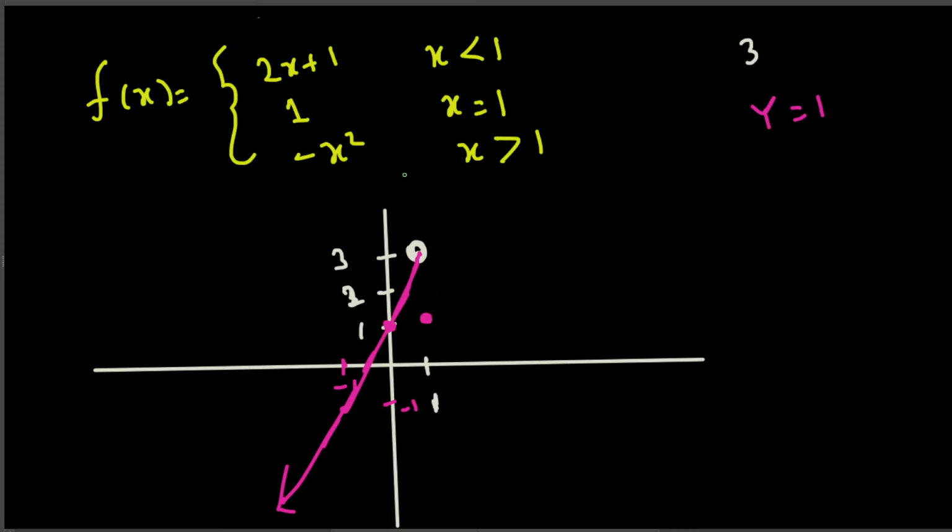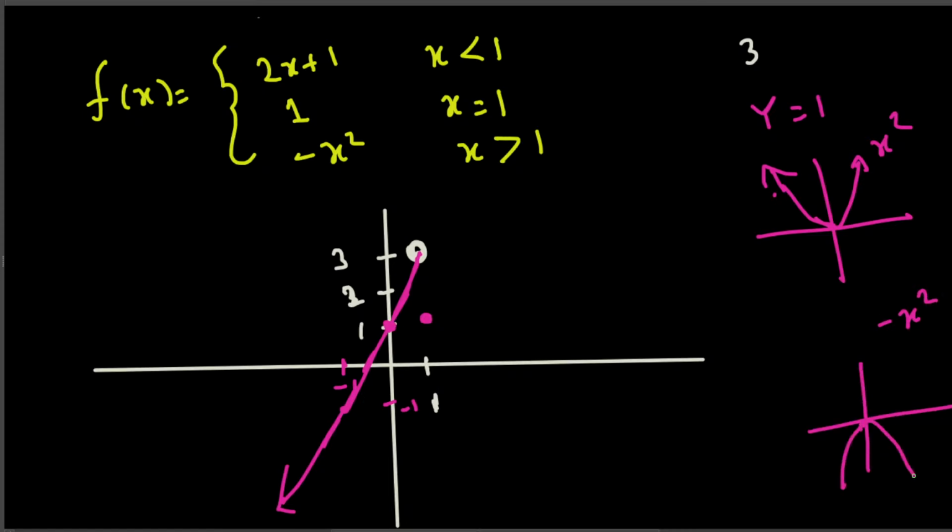And when x is greater than 1, we have negative x square, and if you know, positive x square is a parabola opening up like this through the origin. This is positive x square, and negative x square is basically opening down. Okay, and it's greater than 1, it means it's gonna start at 1 anyway, but it's going to be open circle.